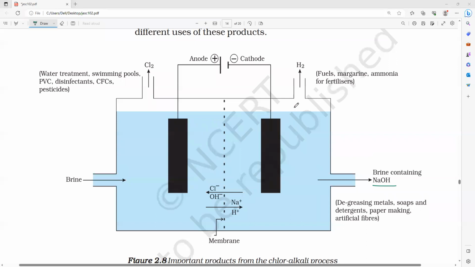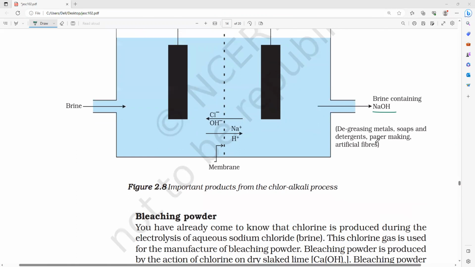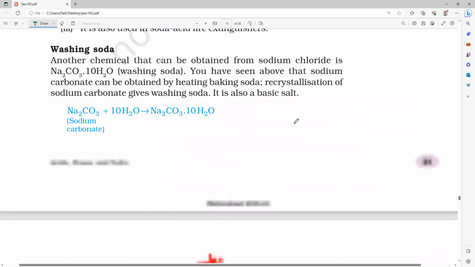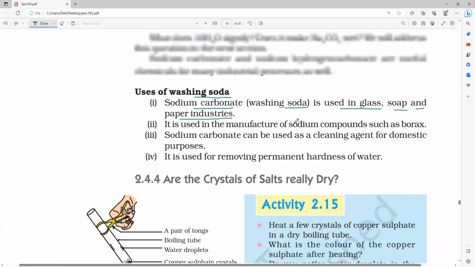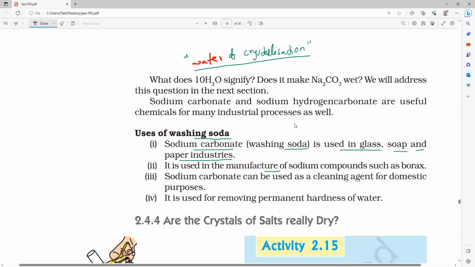Clear? Please maintain the clarity. Paper making: only sodium hydroxide is used in paper making. Do you all understand? That is one. Okay. Next, it is used in the manufacturing of sodium compounds such as borax.